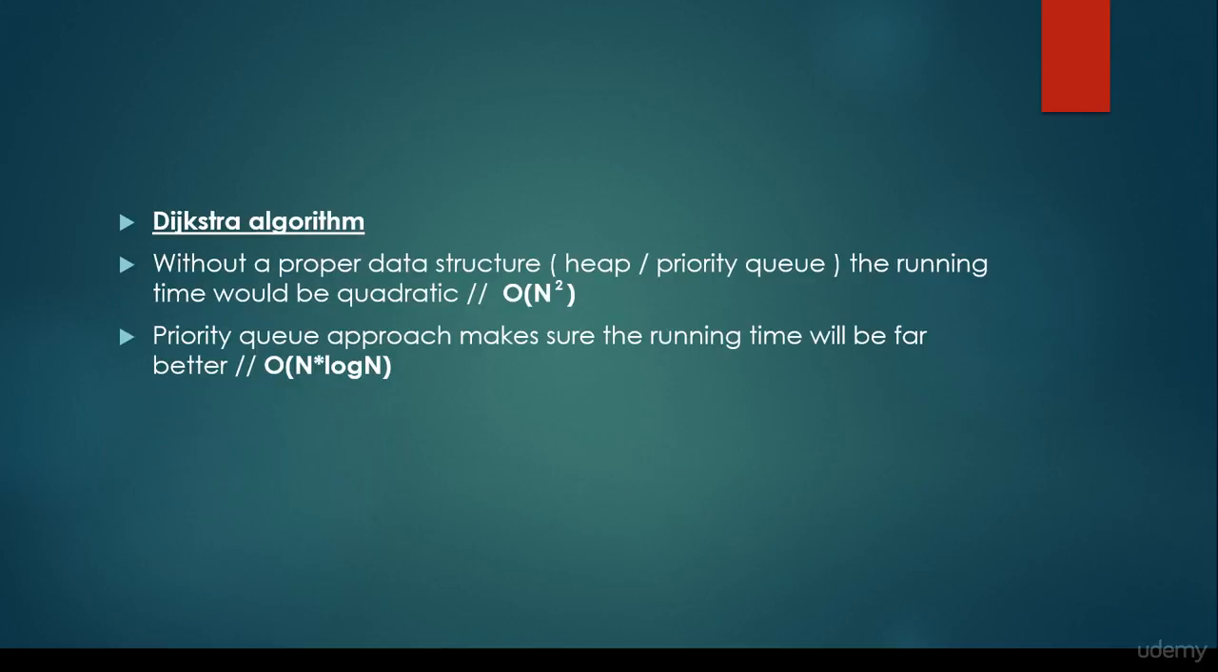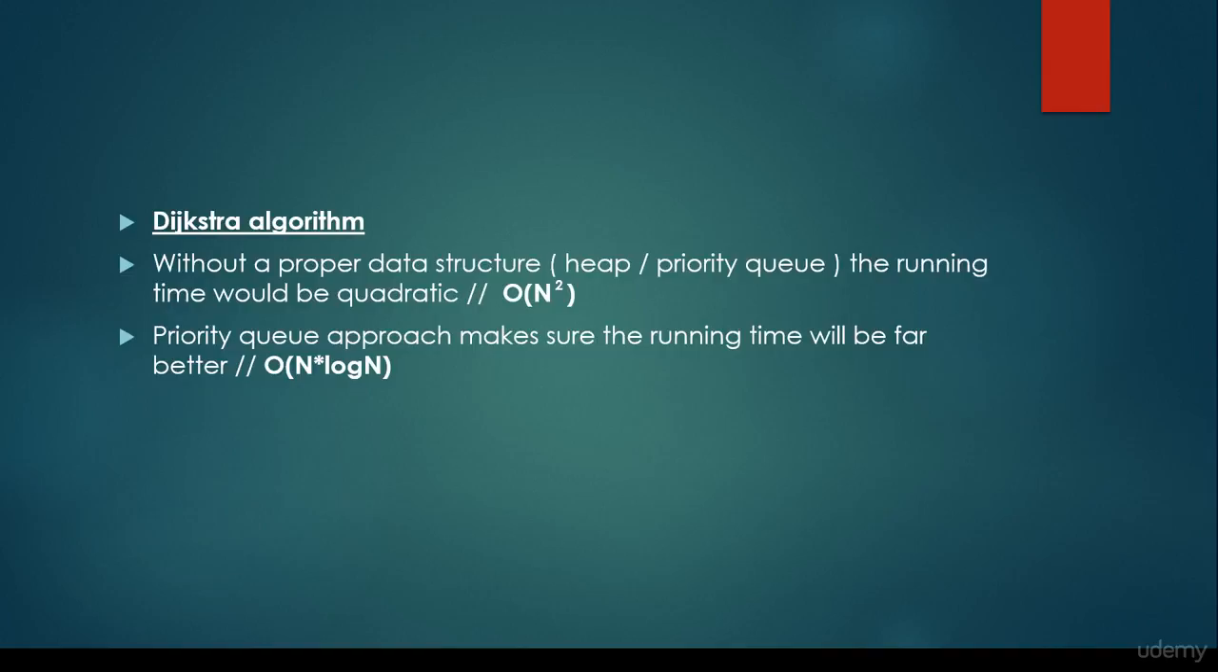So let's consider two important examples. First, Dijkstra's shortest path algorithm. Without a proper data structure, a heap or a priority queue, the running time would be quadratic, so O(n squared). So if we would like to find the shortest path in a graph where the number of edges is equal to n, then the time complexity of this algorithm is going to be O(n squared).